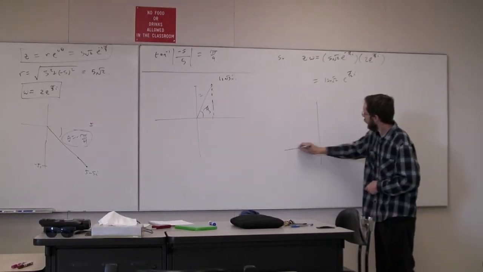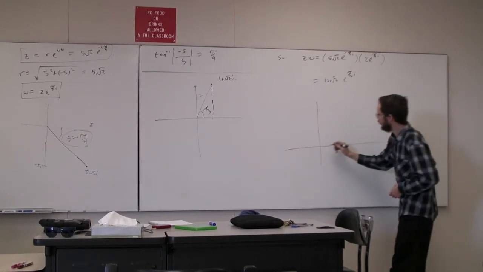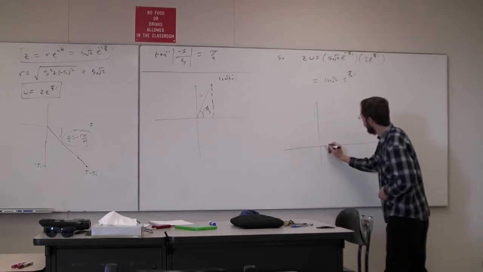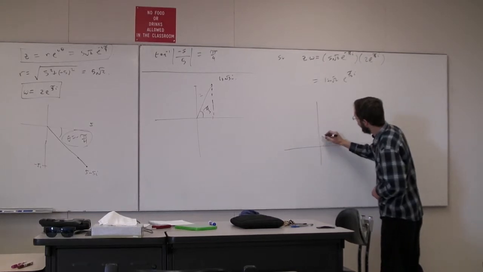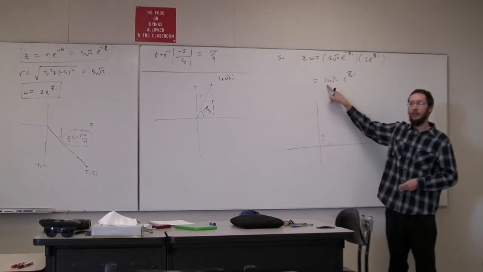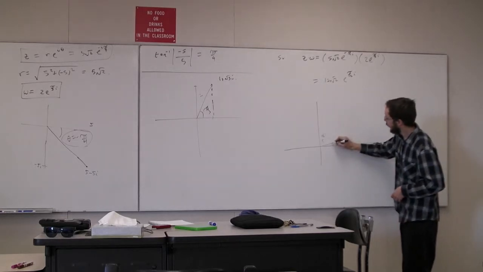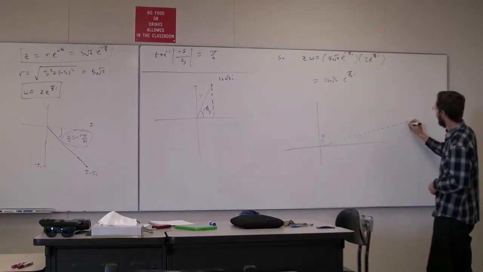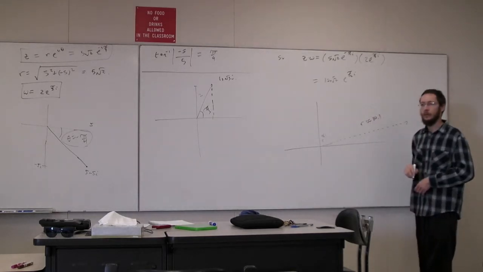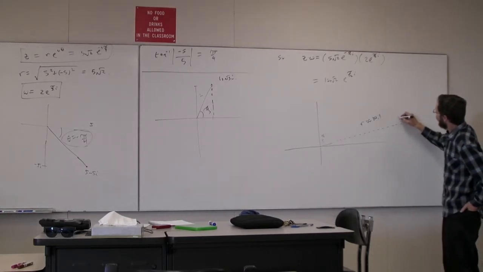And so, e to the pi over 12i, that's a unit vector in the direction pi over 12. And we're going to rescale that by a factor of 10 square root of 2. So it'll be out to a length of about 14 point something, right? 14.1 or something like that. So there we go.